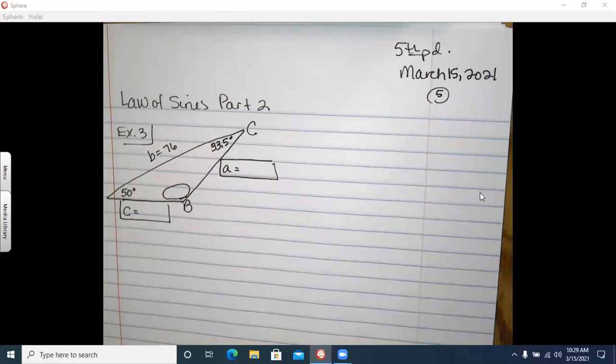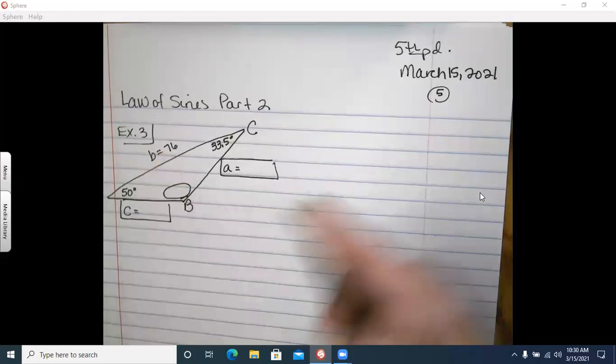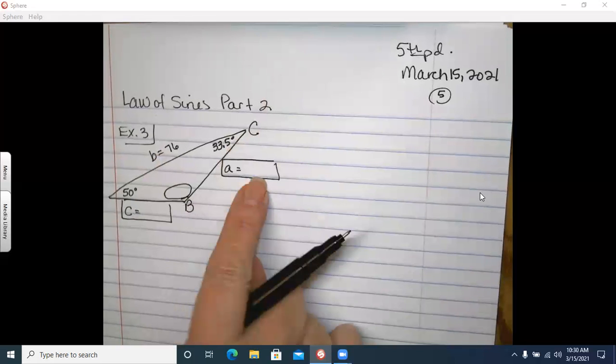So remember, we're going to start with the angle and the side that we know both the angle and the side directly opposite of it. In this case, what do we know? Well, do we know any angles and the sides across from it? No, but can we find angle B? Yeah, we can find angle B, right? And then we'll know angle B and side B. So let's find that, because otherwise we don't know any angles and the sides across from them. So we need to do that first.